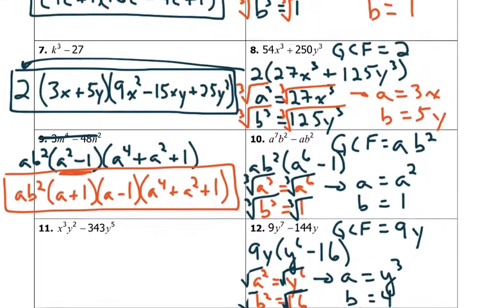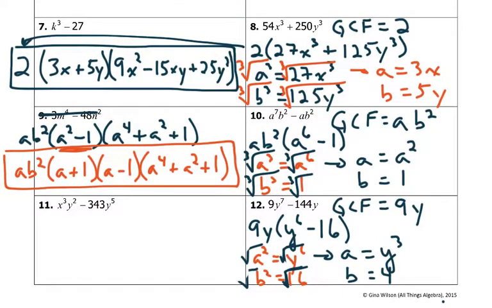All right, so let's go ahead and plug that back in. What do we have to put on the outside? Our GCF. So our GCF is 9y times a plus b times a minus b. So y squared plus 4, or excuse me, y cubed plus 4 times y cubed minus 4. Now, question is, are we done?